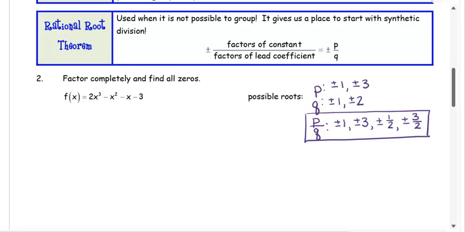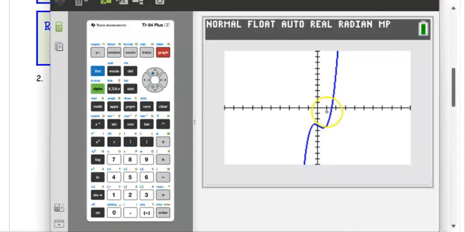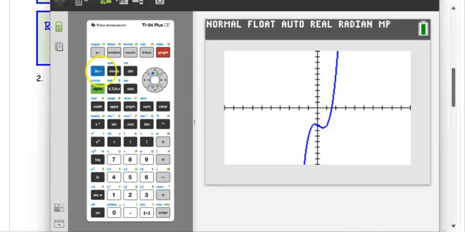Now, of my 8 possibilities, I can eliminate all the negative ones. It's going to be one of the positive ones: 1, 3, 1/2, or 3/2. Well, taking a look here, this looks like it could be the 3/2. So I'm going to check the value.